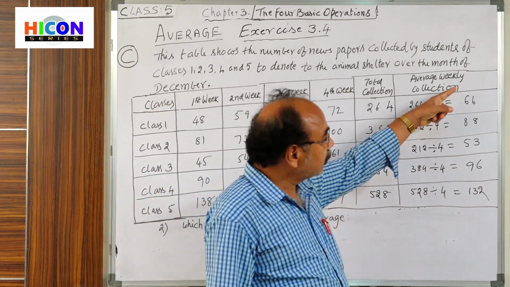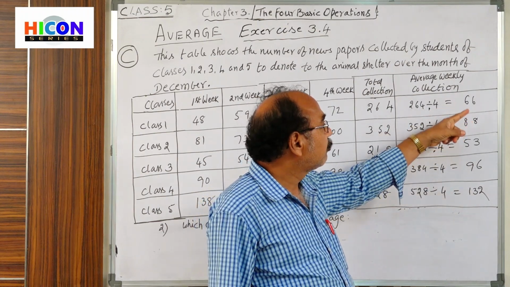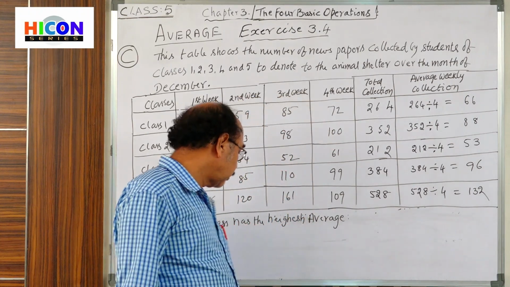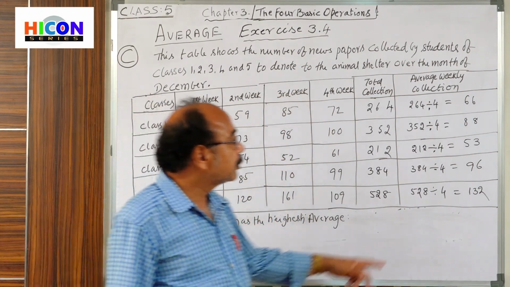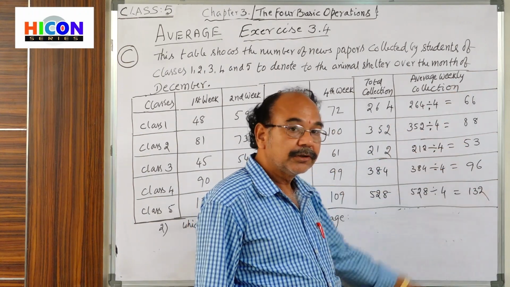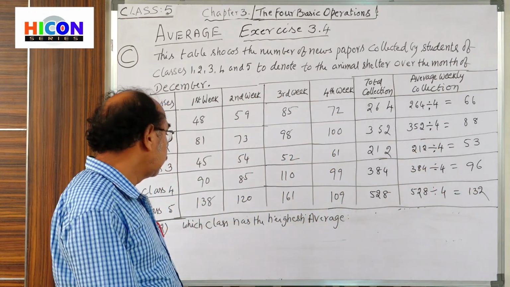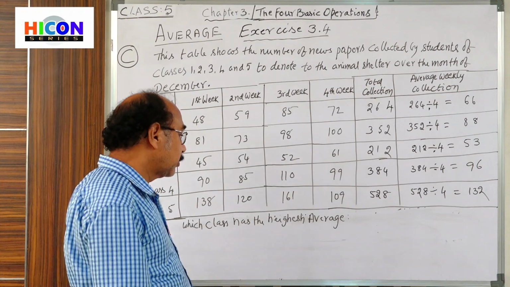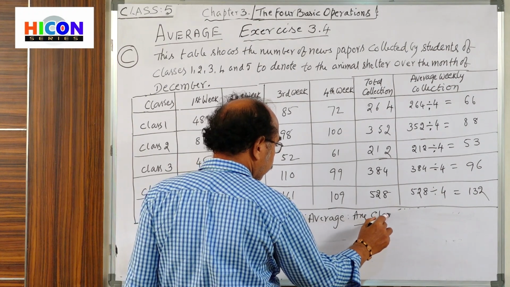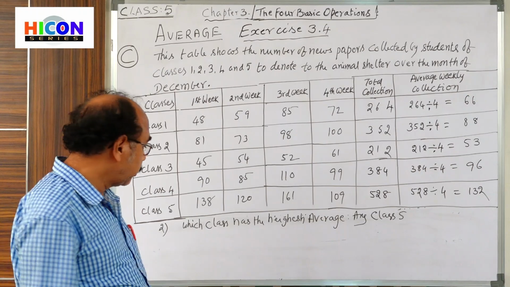You see, these are all the averages of averages. See the last part: first class, second class, third class, fourth class. Which class has the highest average? Which is greater than all this? 132. 132 is greater. So class 5. What is the answer here? Class 5. Next one. See the next question.